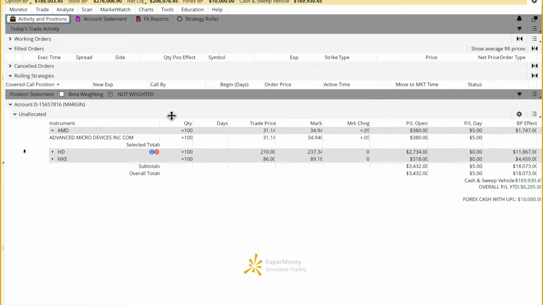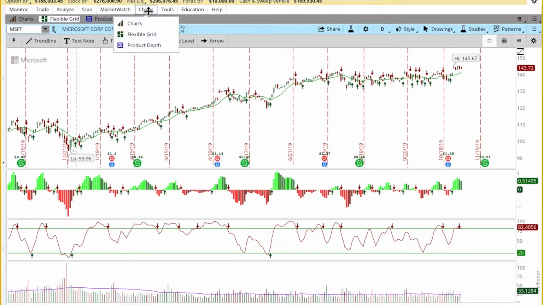So here on the screen, this is my simulated trading account. And this is the monitor page where you can see my activity and positions right here. You can see I have an overview of some of these simulated trading stocks that I have in my account. And the first tool that I use a lot is charts. As you can see on this chart, there's a lot of information on here and a lot of up arrows, right? And lines and colors and stuff like that.